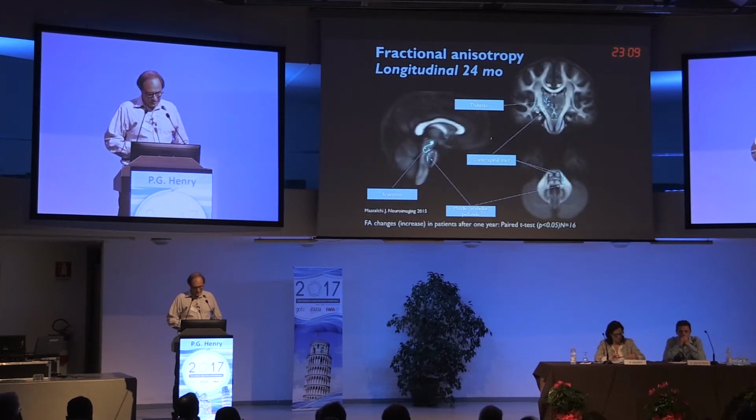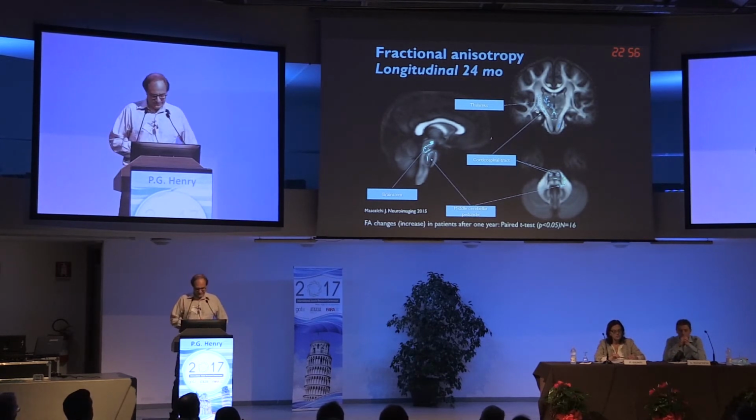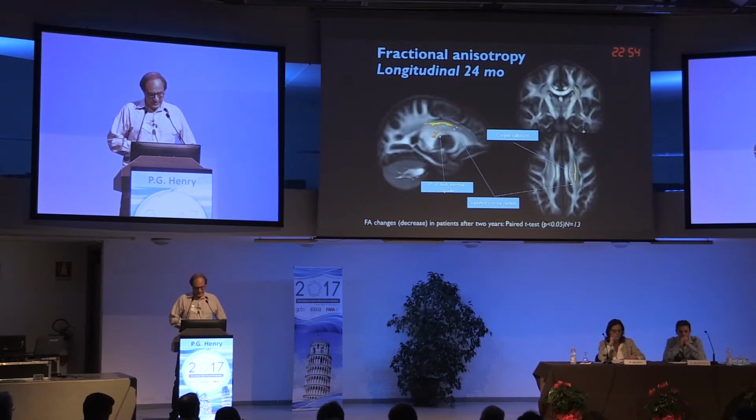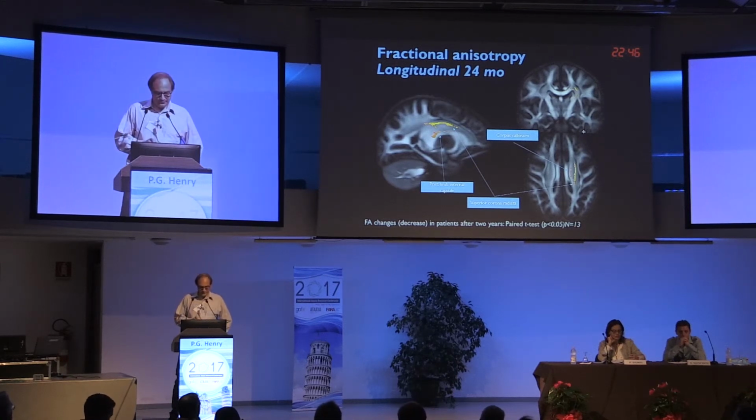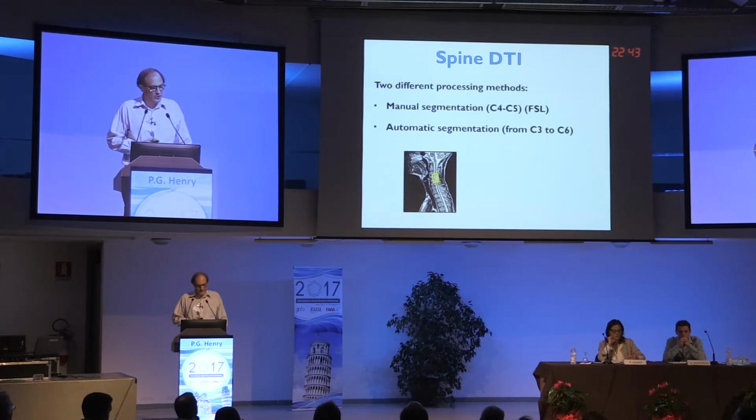Okay, so now longitudinal data. FA is increasing, especially in the brainstem and the thalamus and the corticospinal tracts here. And FA is decreasing in the posterior limb of the internal capsule and corpus callosum. So that was for the brain. Now I'm going to move to spine DTI.